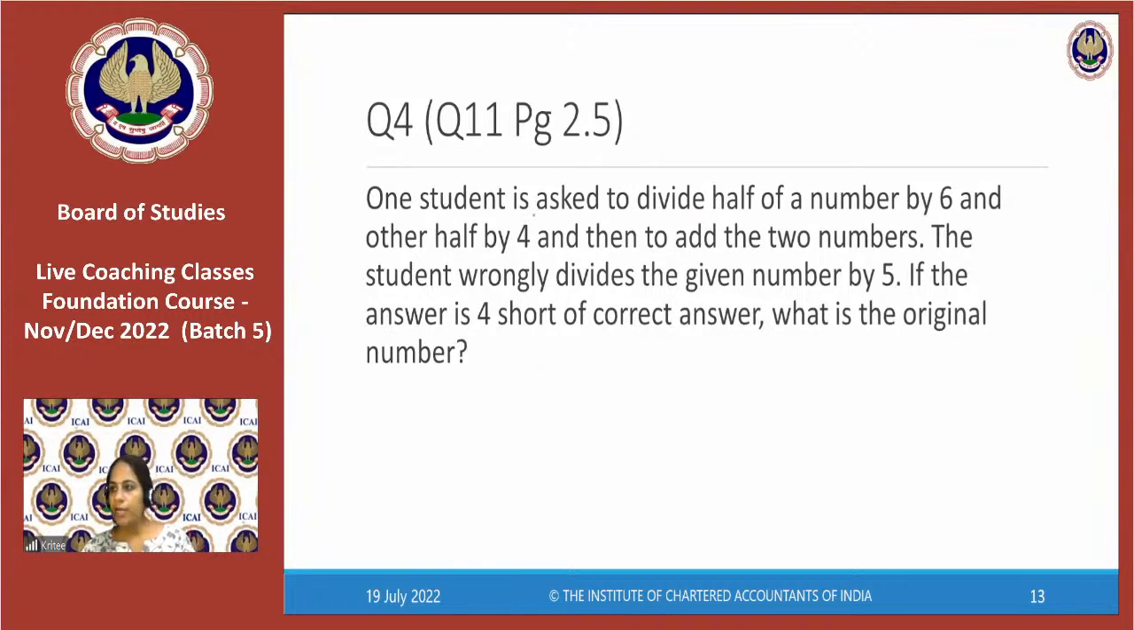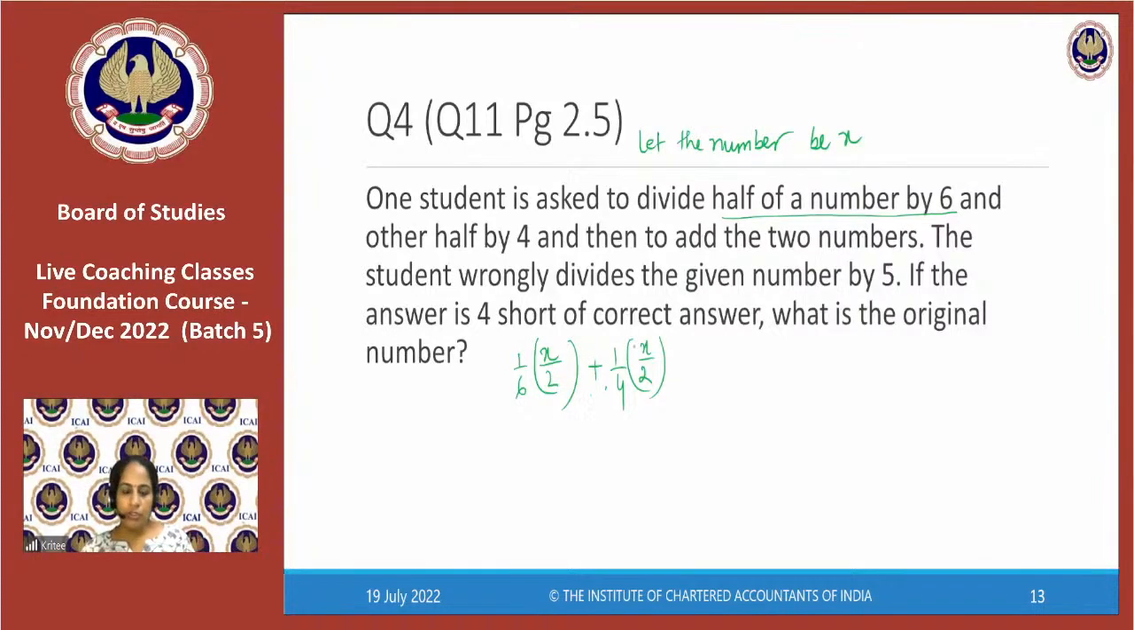So question number 11, 2.5. A student like you is asked to divide half of a number by 6. We don't know the number, so let the number be x. The student will take half of the number and divide it by 6, and the other half, he is told to take and divide by 4. And then add them and give us the answer. This was expected from the student.